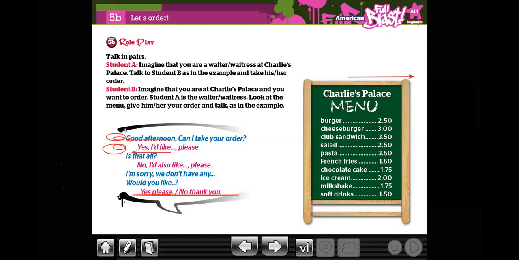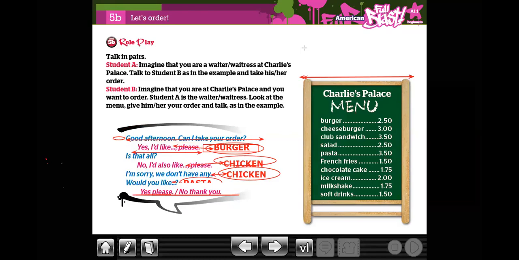Cristina is blue and Maguiña red, okay? Do it, Cristina. You start. Tú comienzas. Eres el azul. Good afternoon. Can I take your order? Yes, I like burger, please. Is that all? No, I also like chicken, please. I'm sorry, we don't have any. Remember to mention. Yes, please. Okay, Cristina, remember to mention. Thank you, Maguiña. Thank you, Cristina.